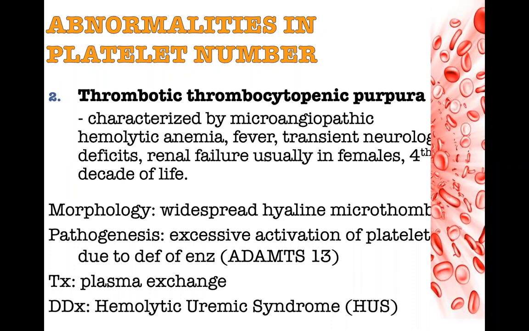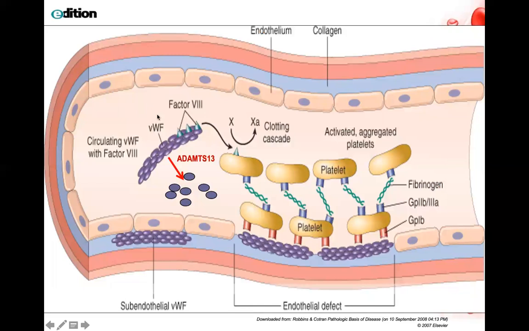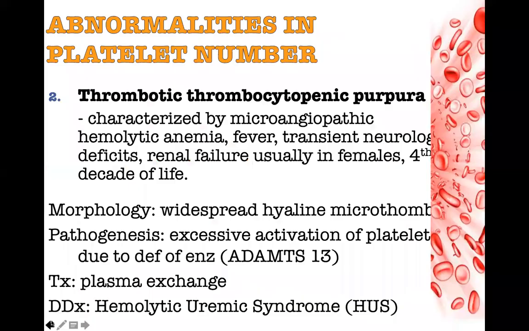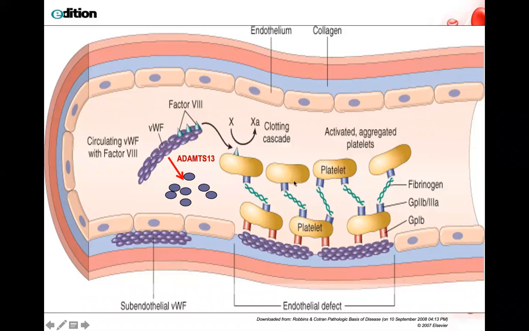Pathogenesis is due to excessive activation of the platelet due to a deficiency in the enzyme called ADAMTS-13. Treatment is plasma exchange. It has to be differentiated from hemolytic uremic syndrome. So this is just to show you that this is where the deficiency would lie in thrombotic thrombocytopenic purpura. In the absence of ADAMTS-13, there would be excessive activation of the platelets.